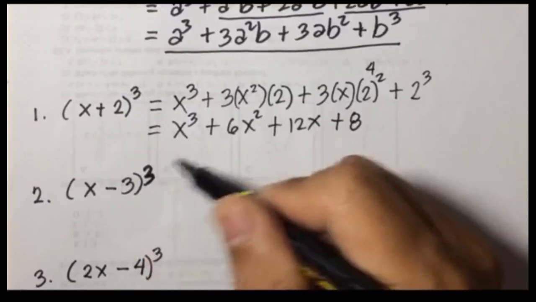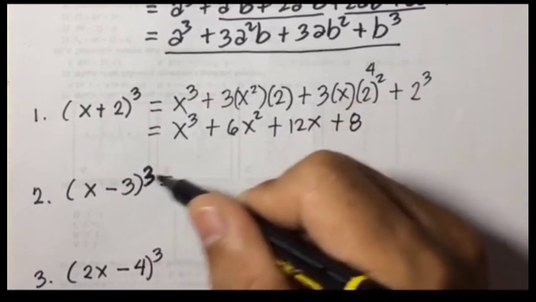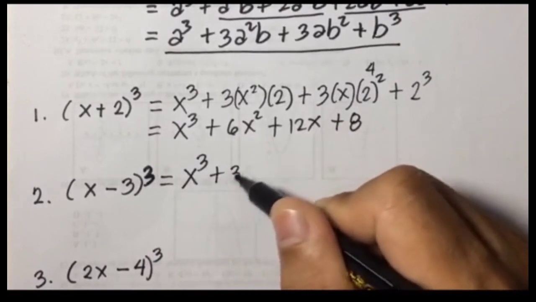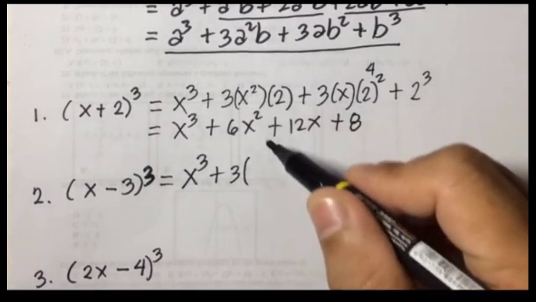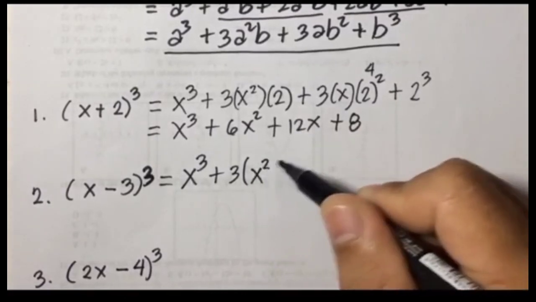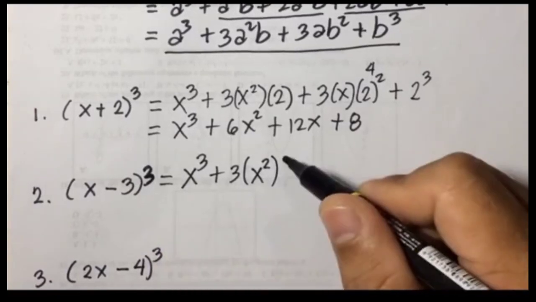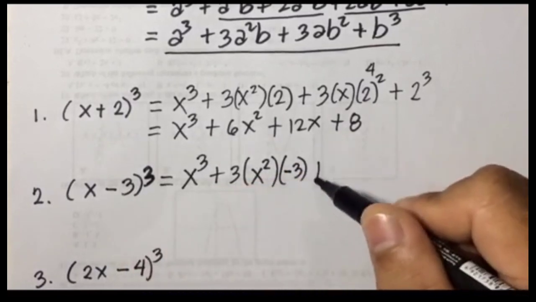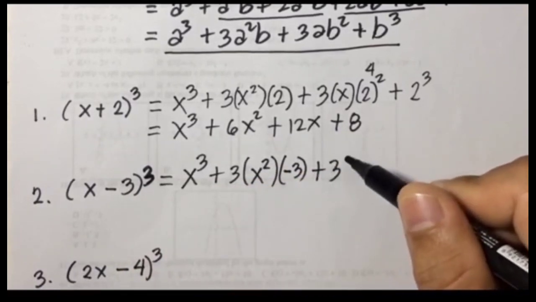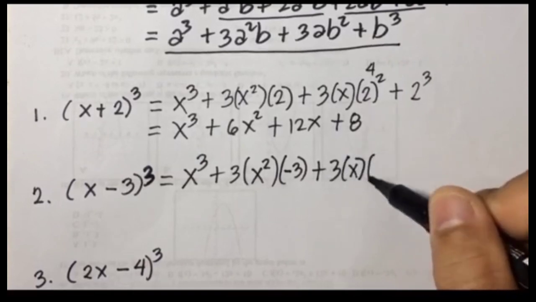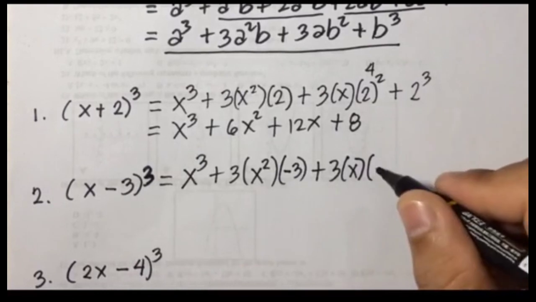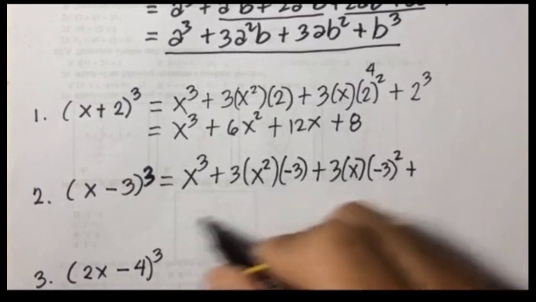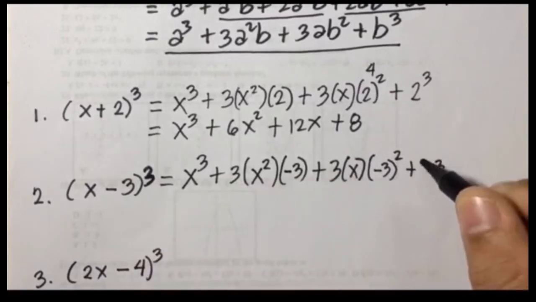Example number 2. The quantity of x minus 3 cubed. So for our answer, we're going to have the cube of the first term, so we're going to have x cubed. Then plus 3 times the square of the first term, so we're going to have x squared, then times the second term, negative 3 here. Then plus 3 times the first term, which is x, then times the square of the second term, that will be negative 3 squared. Then plus the cube of the second term, negative 3 cubed.